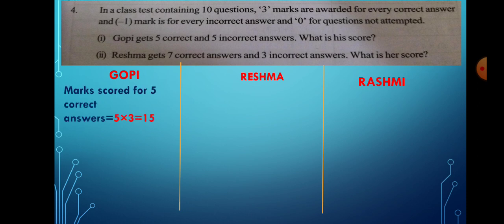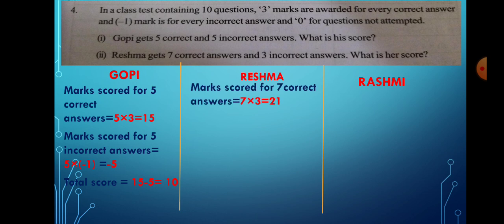Here coming to Gopi, marks scored for 5 correct. Gopi attempted 5 correct answers. For every correct answer, the teacher gives 3 marks. He answered 5 questions correctly. So 5 3s are 15. And he attempted 5 wrong answers. For every wrong answer, the teacher gives minus 1. So 5 into minus 1, minus 5. Now total marks of Gopi is 15 minus 5, equal to 10. So Gopi's score is 10.